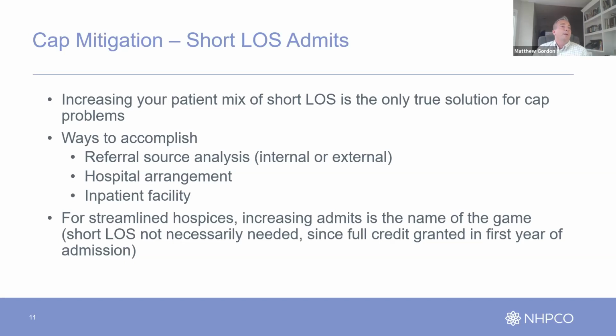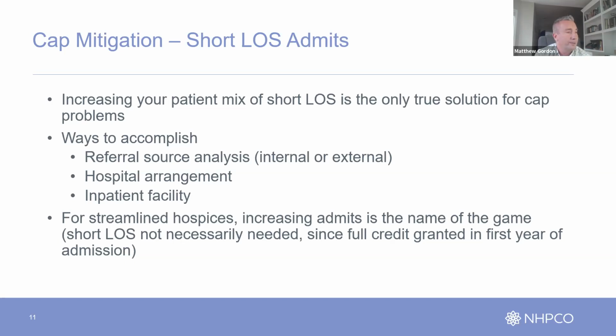If you're marginally on a borderline of CAP issues, typically just bumping up your admits by 1 or 2 months may be enough to get you out of it, and you don't need to focus on the short length of stay necessarily. But if you're in what I would call a serious CAP problem where your liability is significant, you definitely, that is the focus you need to figure out. How do you accomplish that?